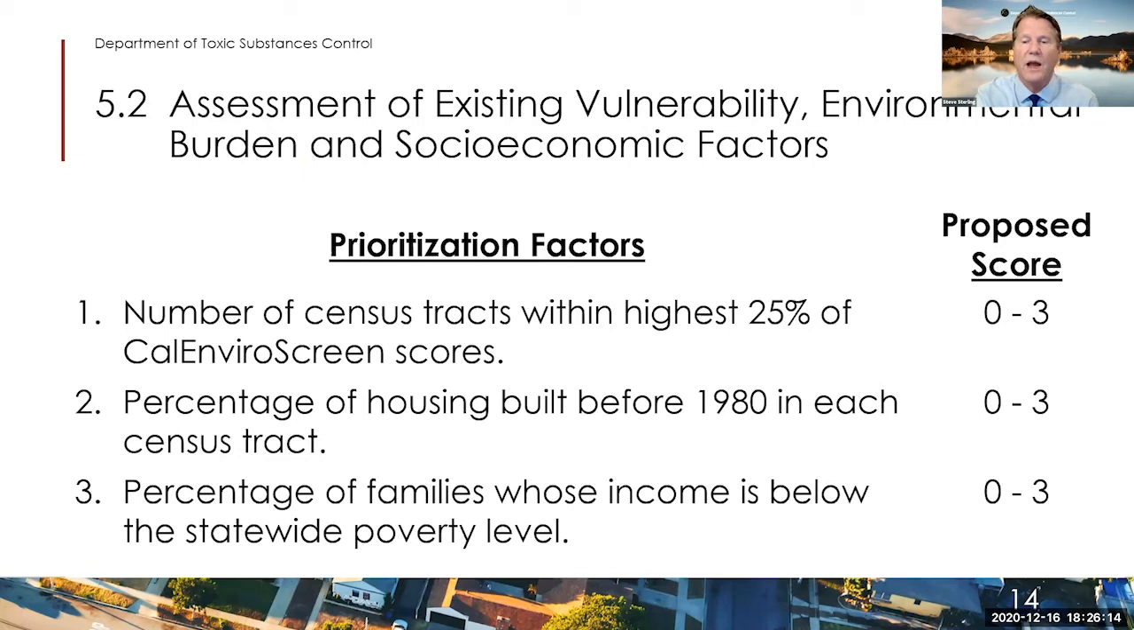Census tracts with high scores represent communities that are disproportionately burdened by and vulnerable to multiple sources of pollution. The greater the number of these census tracts, the higher the score.